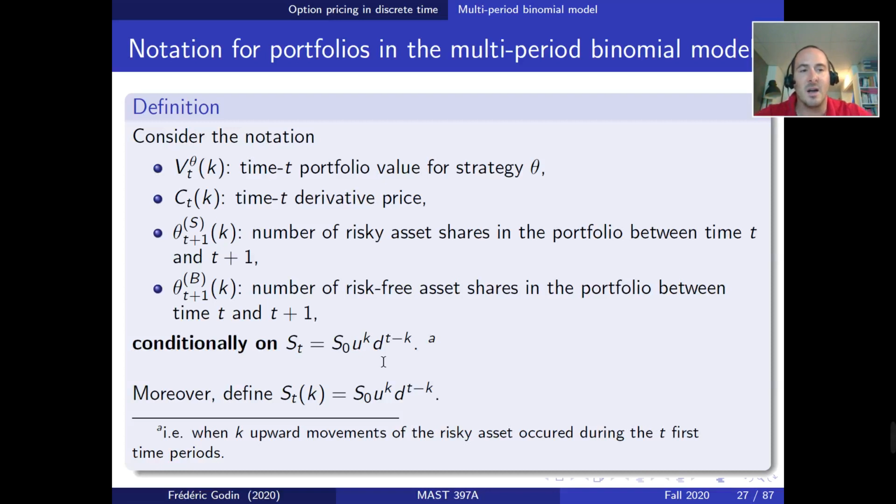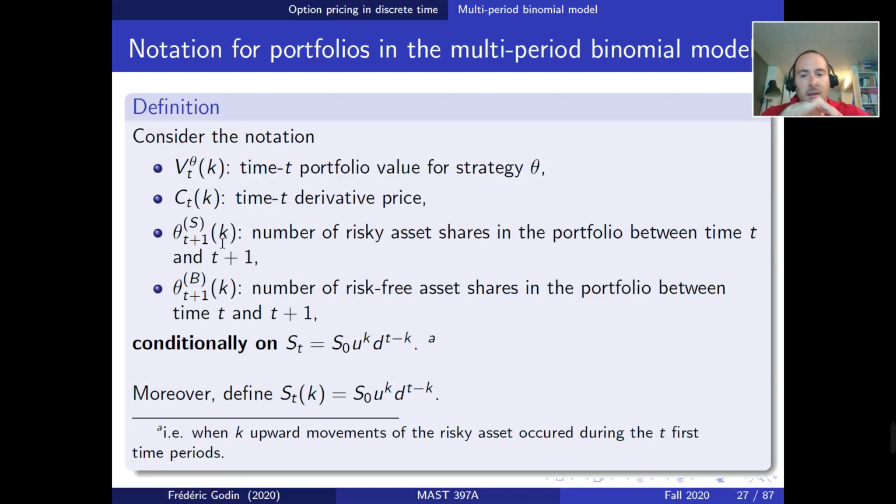Okay, so in a nutshell, let's repeat that. V_t(theta, k) is the portfolio value at time t for the trading strategy theta, assuming that there were k upward movements in the stock within the market. Same thing here, C_t(k) denotes the time t price of some derivative we're going to introduce in the market, given there were k upward movements in the stock between time 0 and time t. Theta_{t+1}^S(k) is the number of risky asset shares in the portfolio between time t and t plus 1, again conditional on k upward movements in the stock previously.